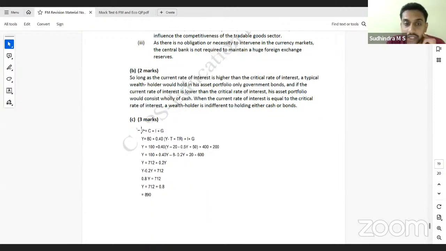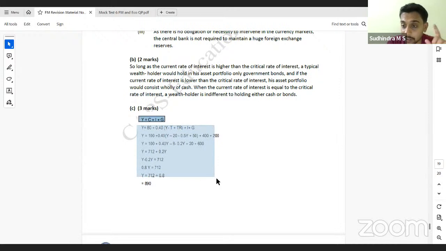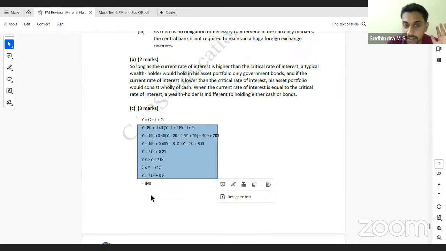Then again, we have a calculation. Formula is important. Formula is 1 mark. Calculations with steps, 1 mark. Final answer of 890, 1 mark.